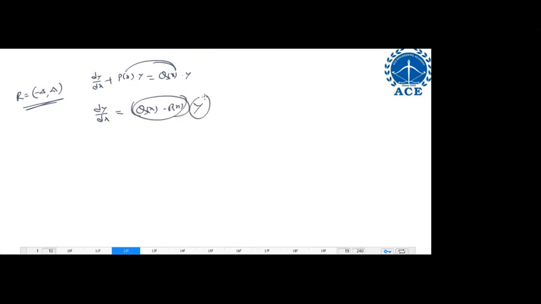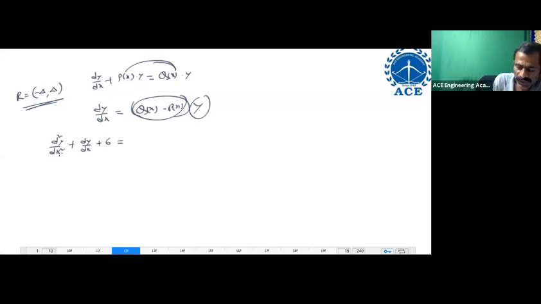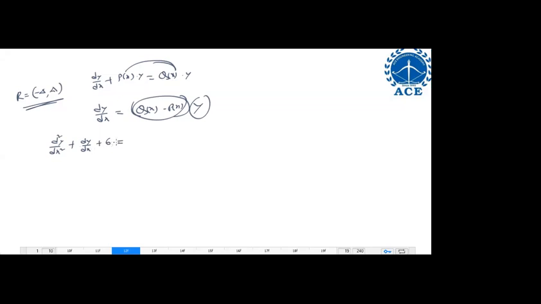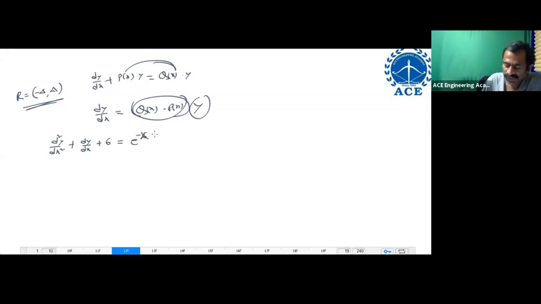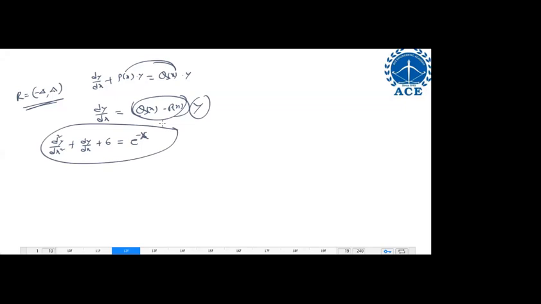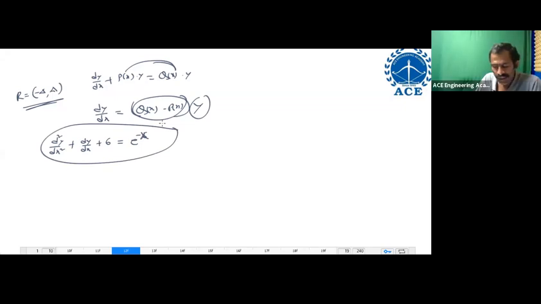Sir, there is one equation: d square y by dx square plus dy by dx plus 6 is equal to e raised to minus x. Is this equation linear? Tell me. d square y by dx square, dy by dx, plus 6, is equal to e raised to minus x. Right. Is this linear, sir? Yeah. It is linear.